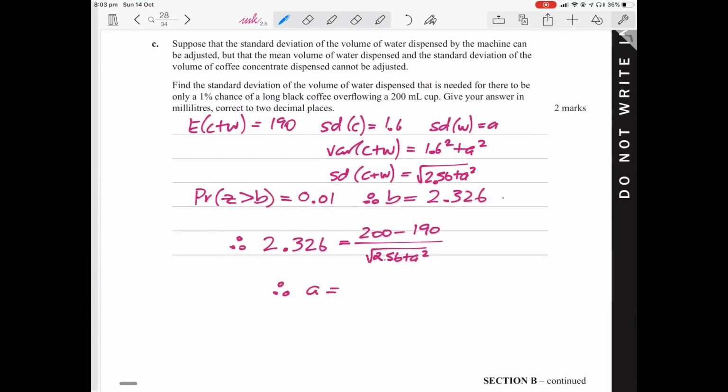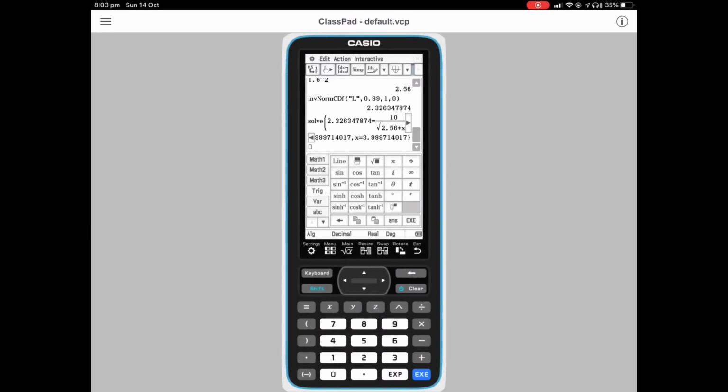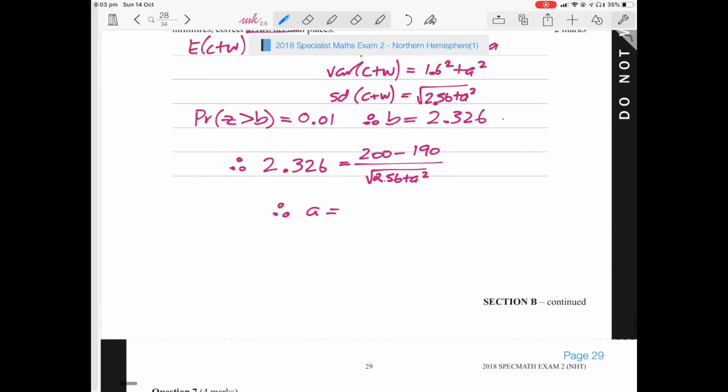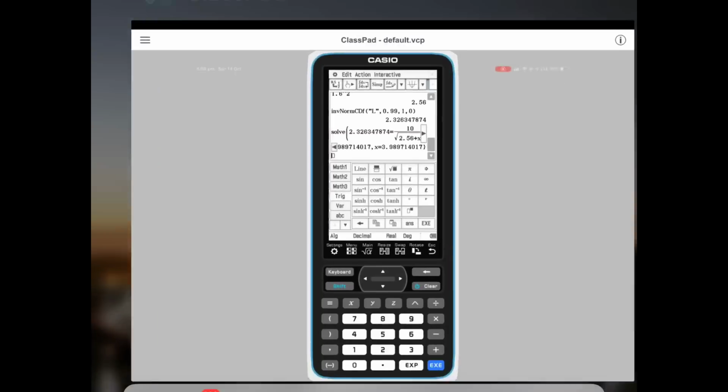3 decimal places? Oh no, 2 decimal places. 3.99. A is equal to 3.99. I guess it's milliliters. I have no idea if that's right. I guess if we put 3.99, so square root of 2.56 plus 3.99 squared, and then 190, and we said, what's the chance of being greater than 200? Okay, so let's try that.